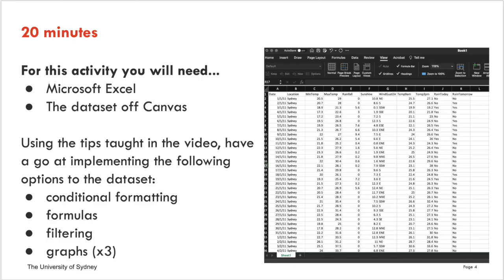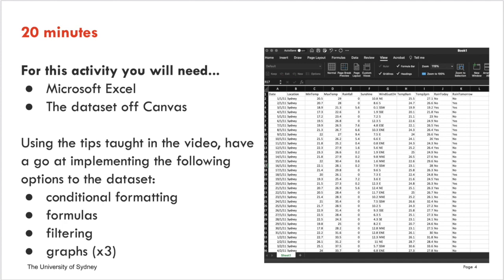So now that we have watched this video, you should have a basic understanding of some of the tips and tricks that you could use to make your Excel life a lot easier. So for this activity, there is a data set on Canvas which outlines all the weather patterns in Sydney from 2011 to 2017. So if you download that off Canvas, that's what we'll be using for this week.